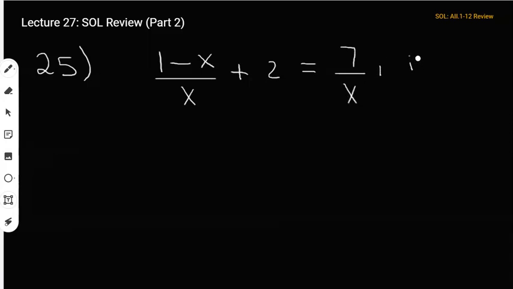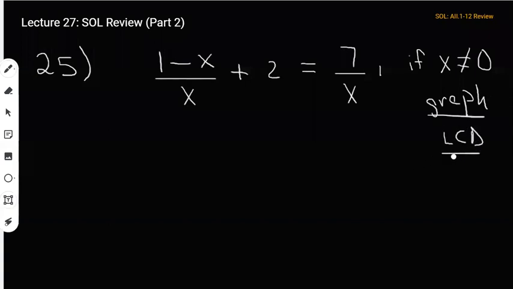And this is only true if x does not equal 0, because if it did equal 0, you would be dividing by 0 here and here. There are 2 ways that you can solve this. You can graph it, which is what I'm going to do. Or you could find a least common denominator, the LCD, which is going to be x, by the way. So let's do it both ways.